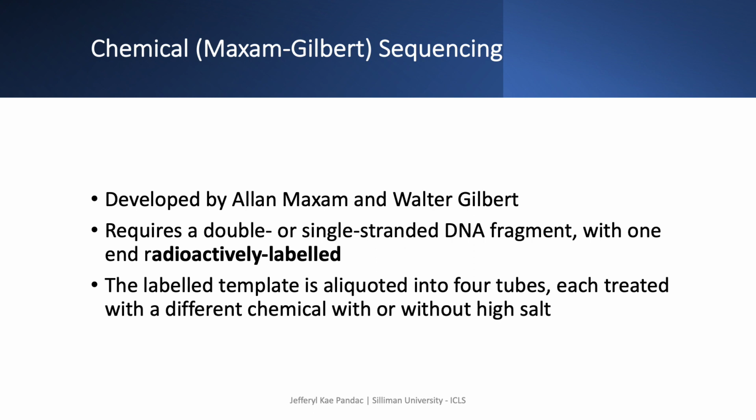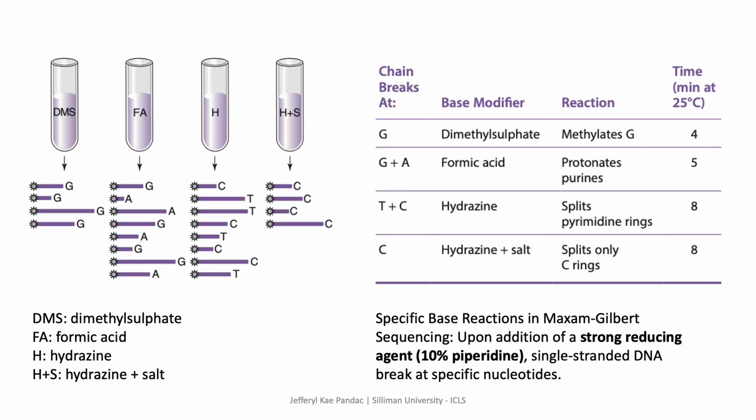Each aliquot is treated with a different chemical with or without high salt. The figure on the right shows how the labeled fragments were separated into four aliquots. The aliquots are treated with either dimethyl sulfate, formic acid, hydrazine, or hydrazine with a salt solution. Chemical sequencing proceeds in four separate reactions in which the labeled DNA fragment is selectively broken at specific nucleotides.